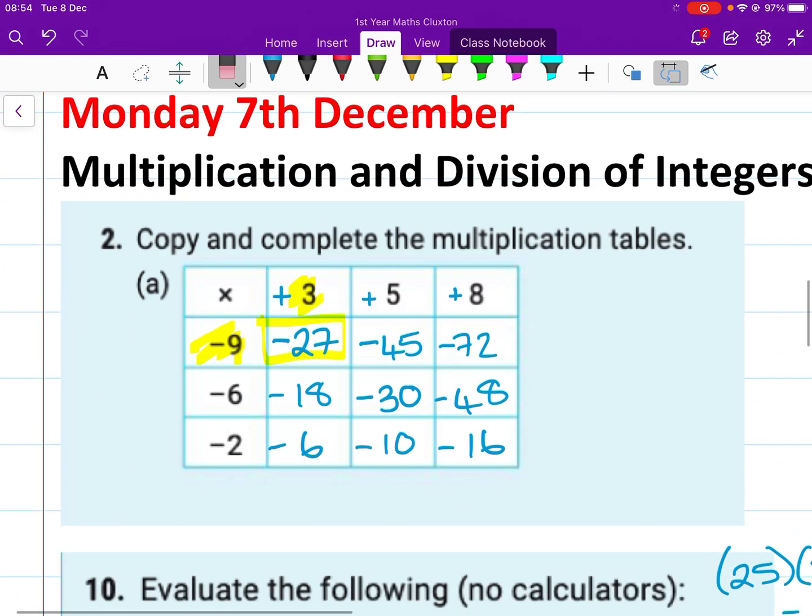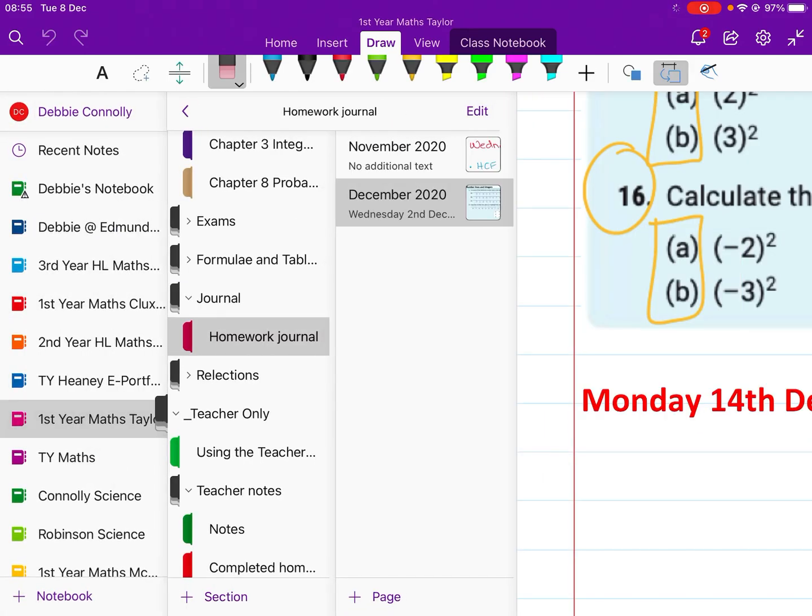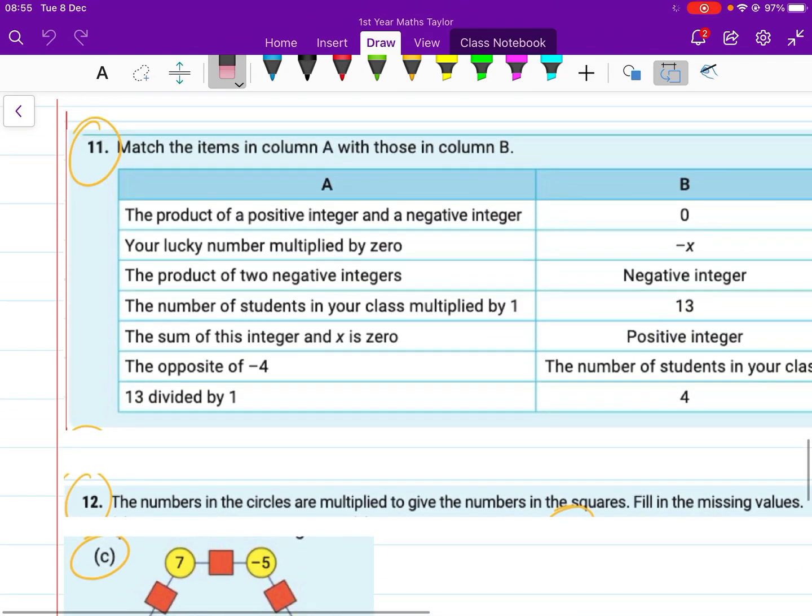Is that okay? So I just want to check something here. I'm not sure if I gave the exact same homework.